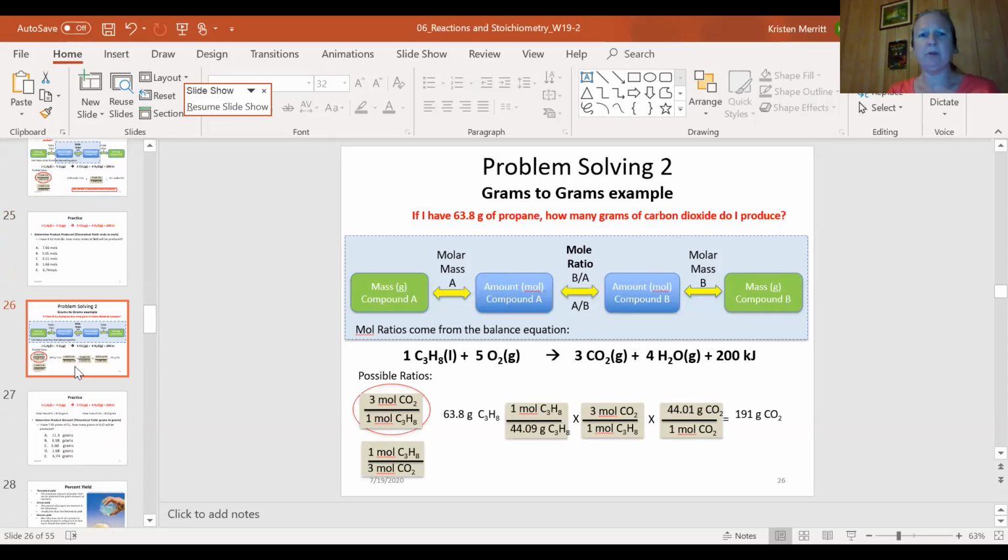I don't remember if I worked this out or not, so if I did, I'll do it again, because I did it earlier in class. This time we're starting with grams and it's asking for grams.